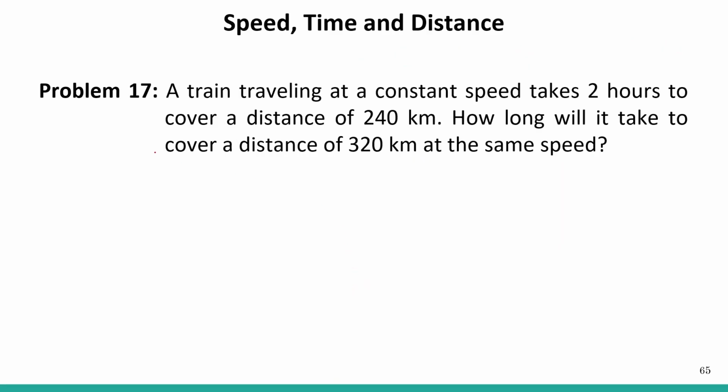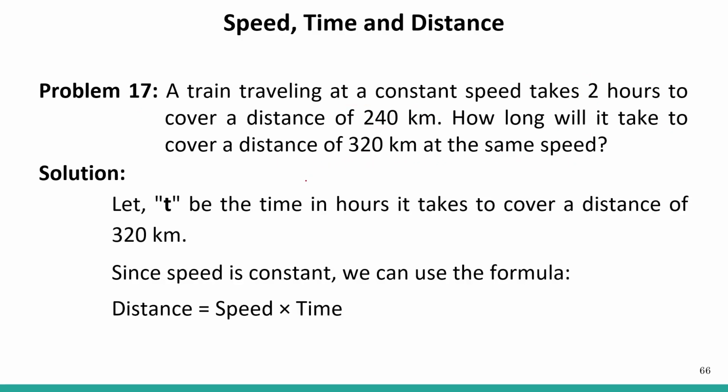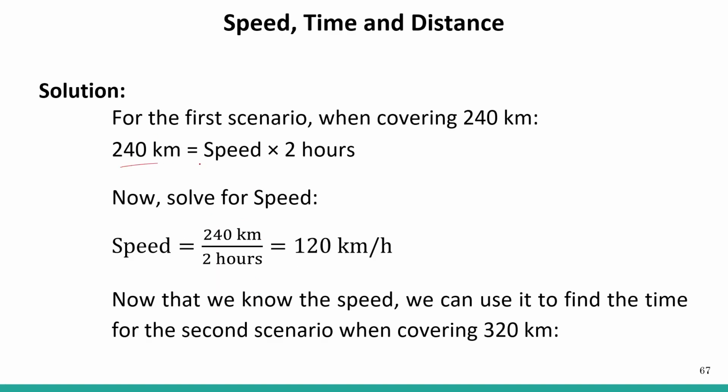So let's go forward with problem number 17. A train travels at a constant speed and takes 2 hours to cover a distance of 240 km. How long will it take to cover a distance of 320 km at the same speed? So let t be the time in hours it takes to cover the distance 320 km. Since the speed is constant, we can use the formula distance is equal to speed into time. So 240 km is equal to speed into 2 hours. So speed will be what? 240 km by 2 hours, that is equal to 120 km per hour.